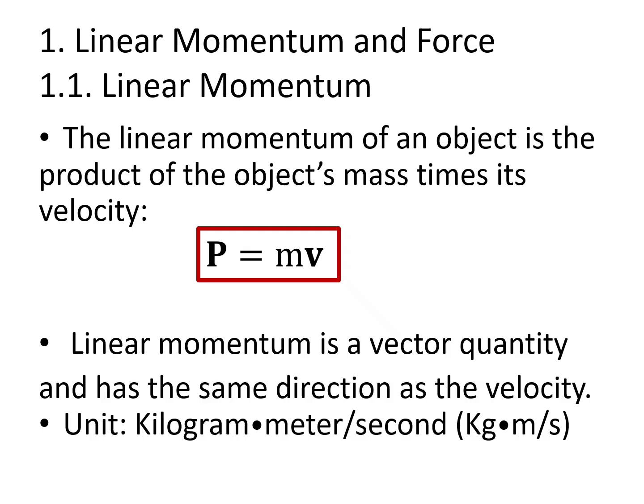The unit of momentum comes from multiplying the unit of mass by the unit of velocity. Mass is measured in kilograms and velocity is measured in meters per second. Therefore, momentum is measured in kilograms meters per second.